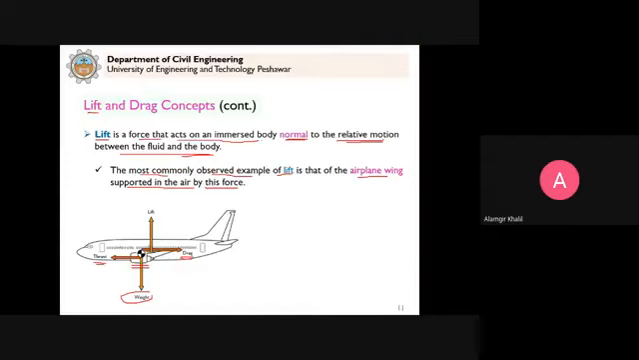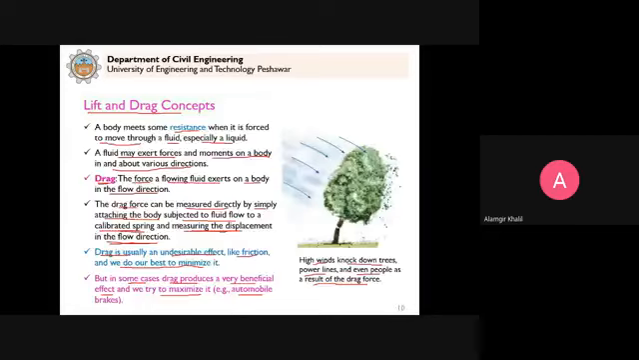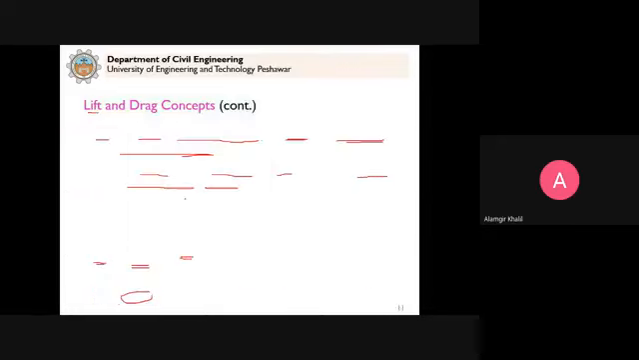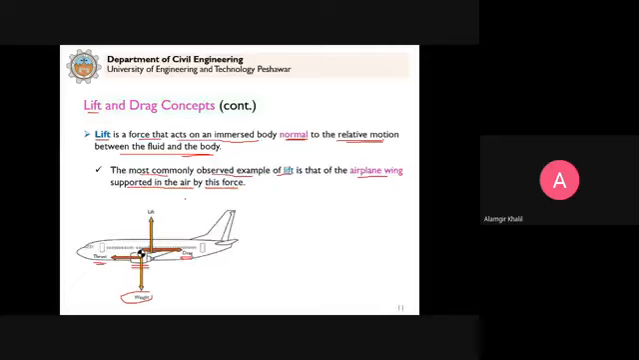So you can see here that this force is in the direction of the motion of the fluid. Clear? This is what we defined here: the force a flowing fluid exerts on a body in the direction of flow. That's why you can see here that this is in the direction of flow of the fluid past this aeroplane. So this is known as a drag force.